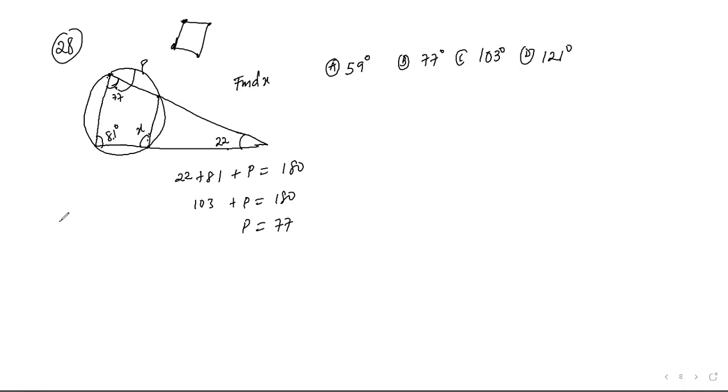So that means 77 plus x, and I'm looking for x. When I sum them up, I should get what? 180, right? And x is equal to 180 minus 77 when you collect like terms. And x should give me 103 degrees. So the answer is C. A lot of ways to solve this problem, a lot of ways. This is circle geometry.